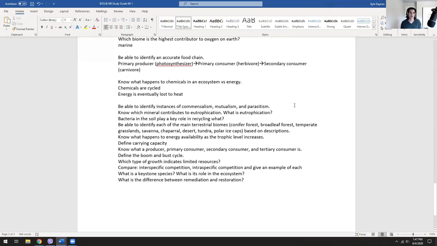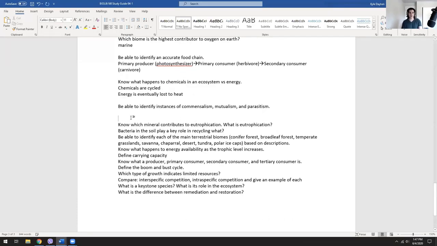Chemicals are cycled. Okay. Be able to identify instances of commensalism, mutualism, parasitism. So commensalism is where one thing benefits, so it's positive, and then the other thing is neutral. Nothing happens.